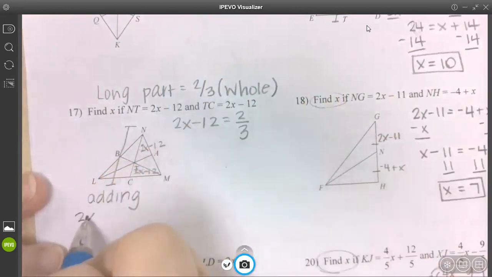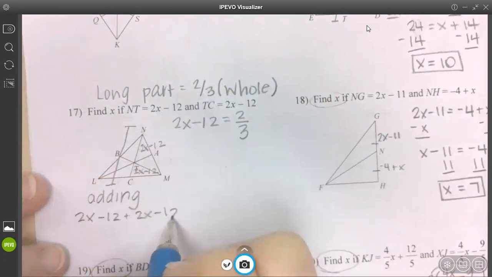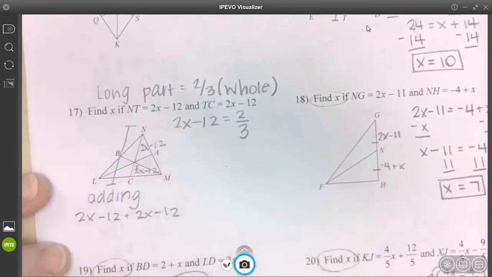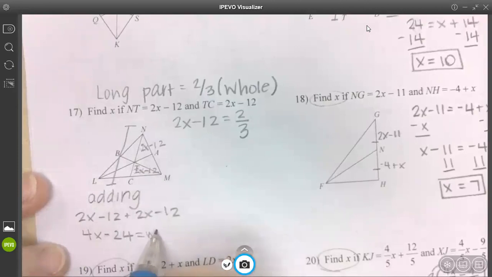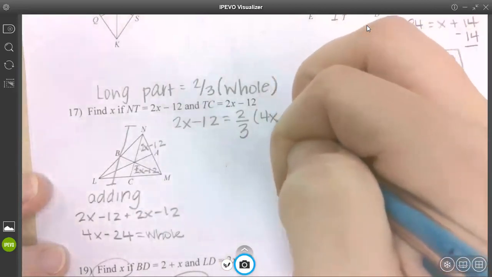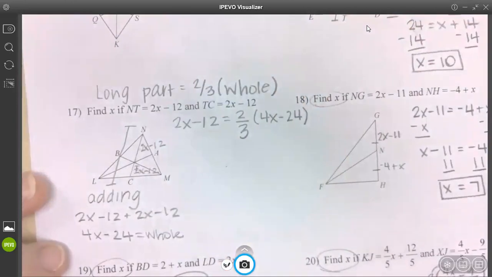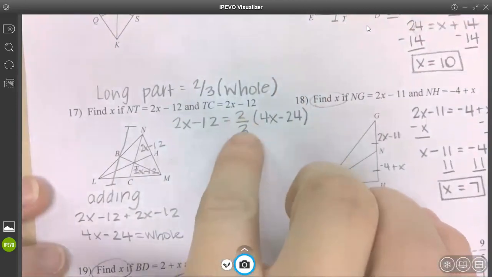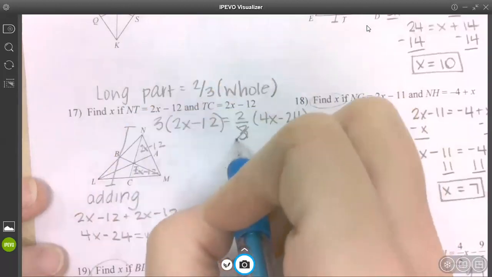So I'm going to add 2x minus 12 plus 2x minus 12. And I get 4x minus 24. This is the whole length of that line. So we're going to multiply that by 4x minus 24. If you work the problem the same way as the last one, I need to get rid of the divide by 3. So I'm going to multiply that by 3.